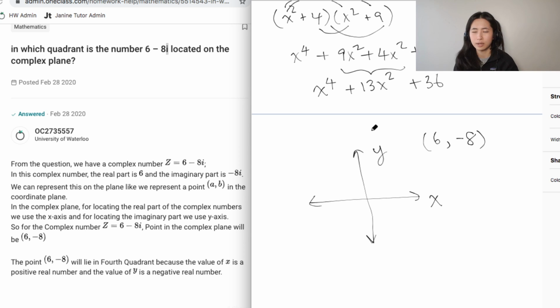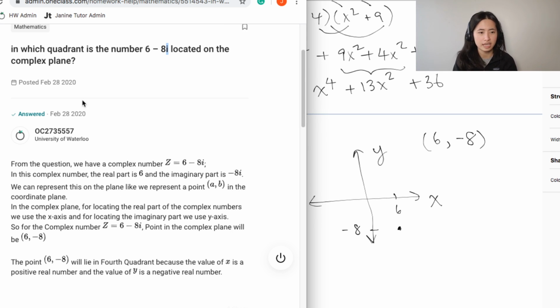So typically when we're learning this, back in middle school, if we try to look at coordinates, this means your x is going to be 6, and then your y is going to be negative 8, right? So all we have to do is really plot that over here. And as you can see, in which quadrant is the number 6, negative 8i located on the complex plane?